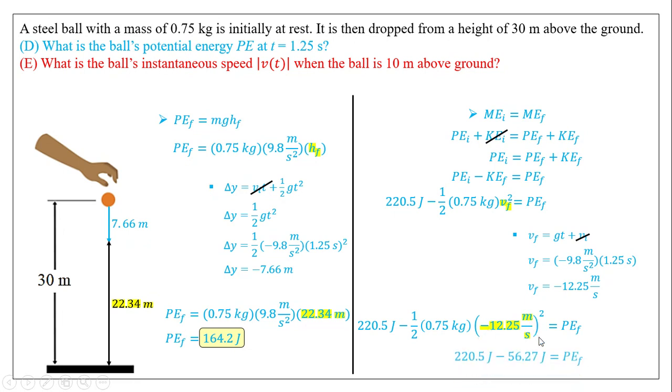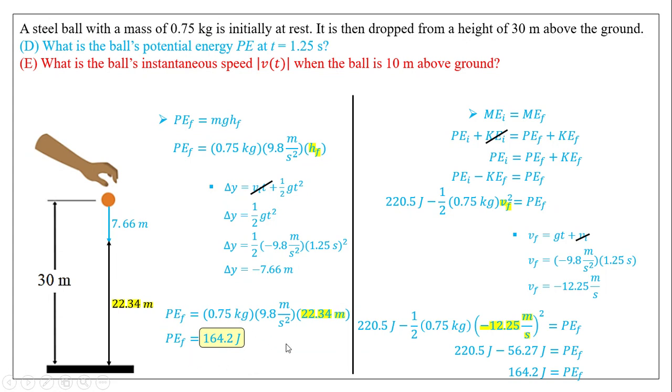All right, other than that, calculator work time. So if you simplify all this on your calculator, you get 220.5 minus 56.27, and then that will give you an answer of 164.2 joules, which again matches what I got using this other strategy, simply just looking at PE and finding the height above ground.